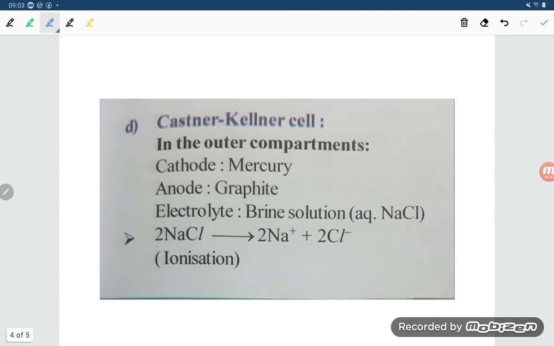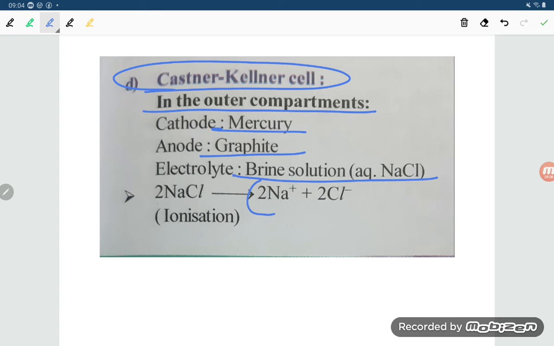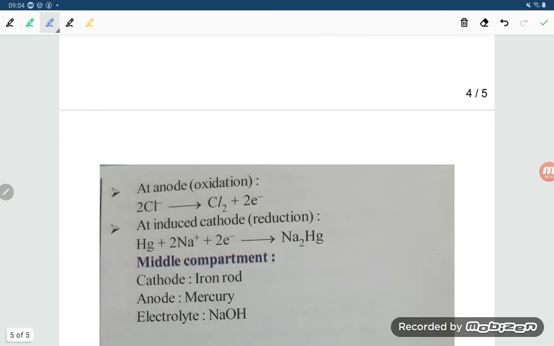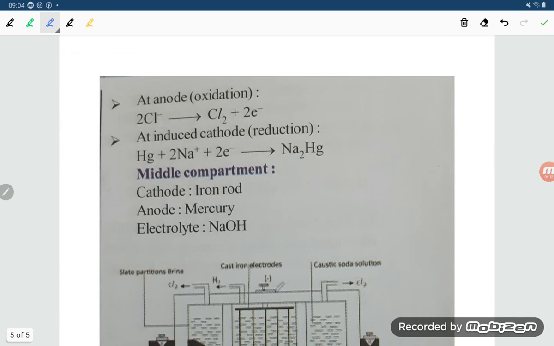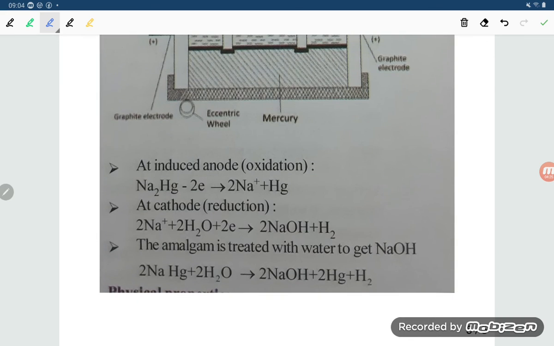Next one is the Kellner cell. In the outer compartment, the cathode is mercury and graphite is the anode. The electrolyte we are using is brine solution, NaCl, which gives Na+ and Cl-. At the anode, 2Cl- gives Cl2. At the cathode, Hg plus 2Na+ plus 2 electrons gives Na2Hg. In the middle compartment there is an iron rod, mercury, and the electrolyte again is NaOH.